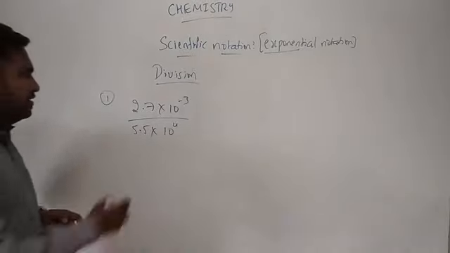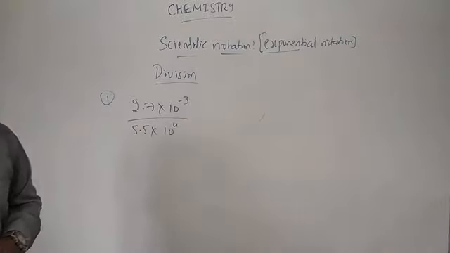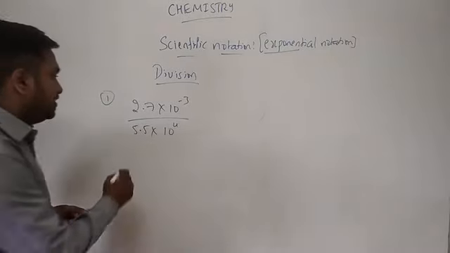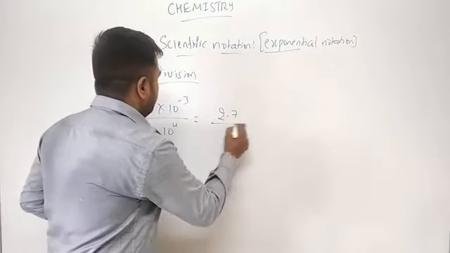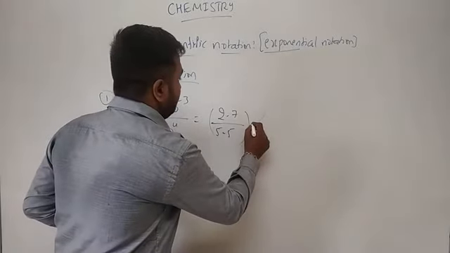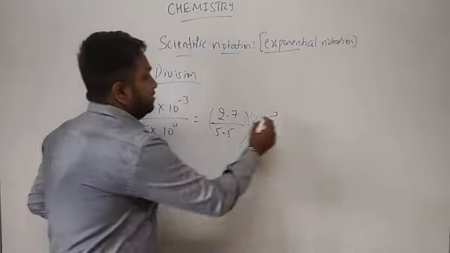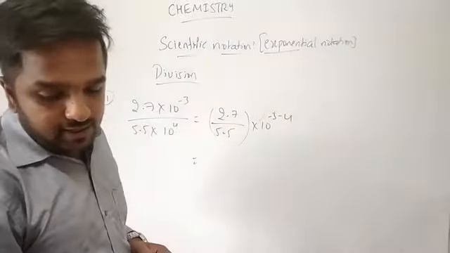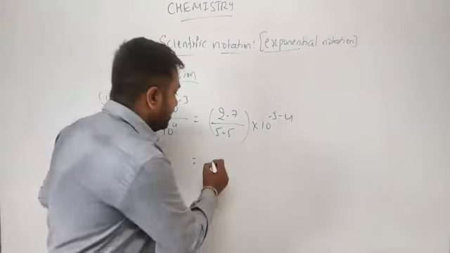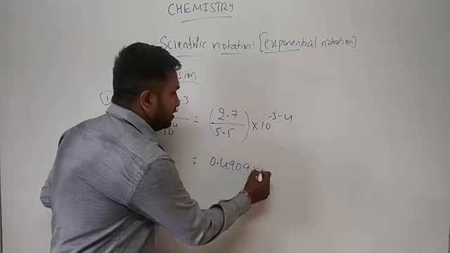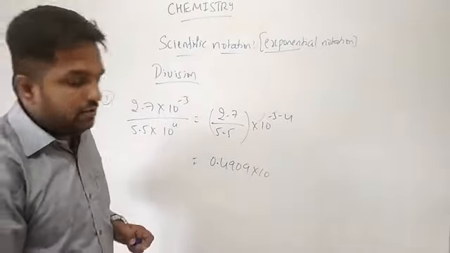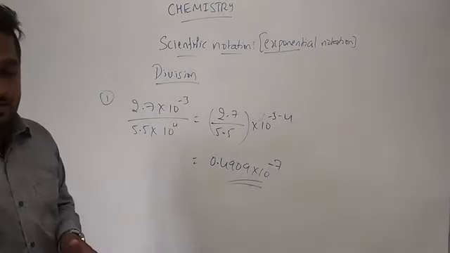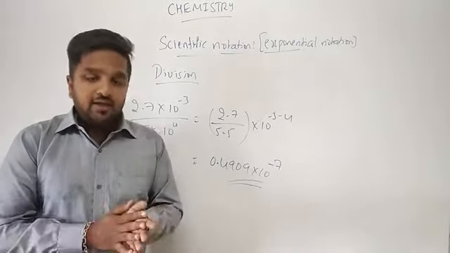Now you just have to divide these two, 2.7 by 5.5, and subtract the exponents, minus 3 and 4. So let me write it: 2.7 by 5.5 into 10 to the power of minus 3 minus 4. What is the value? 2.7 by 5.5 is 0.4909 into 10 to the power of minus 3 minus 4, which is minus 7. Clear? So this is how you divide numbers in scientific notation. We are ending here. Thank you, students.